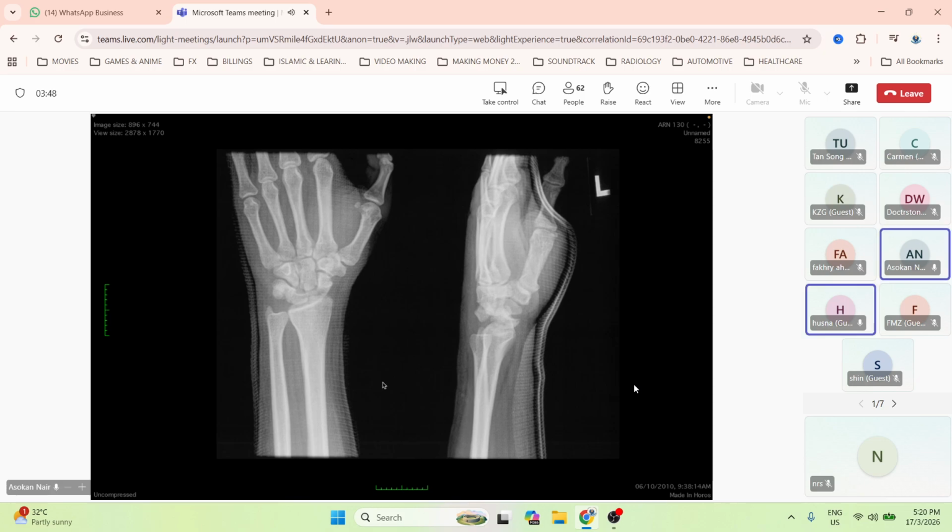Is this lunate or perilunate dislocation? This is a lunate dislocation. Why do you say it's a lunate dislocation? Because the appearance of the capitate lunate should be on top of the capitate. So the capitate is dislocated from the lunate. Is the lunate in the normal position? Lunate is normal. So why do you say it's a lunate dislocation? The lunate is in its normal position.